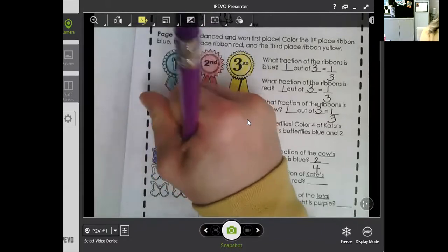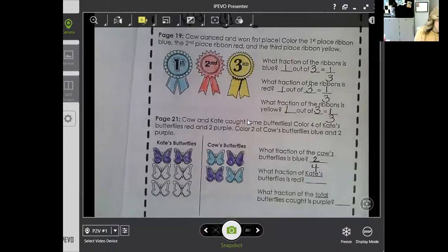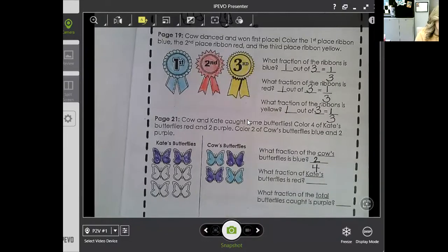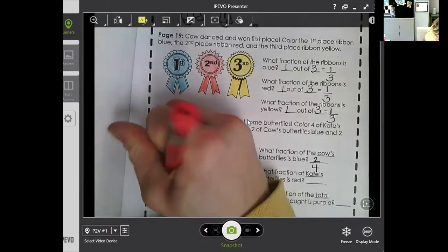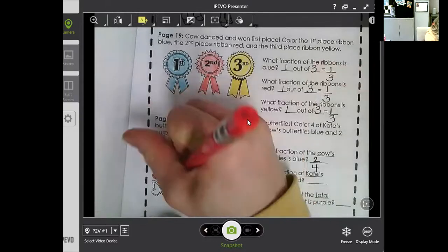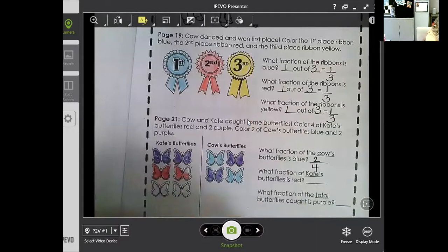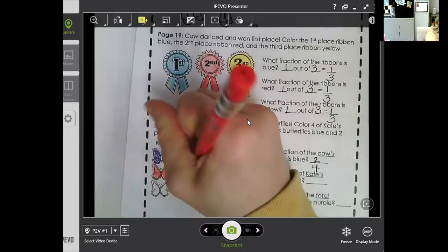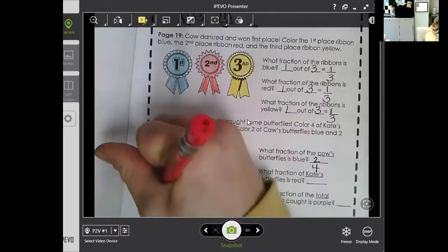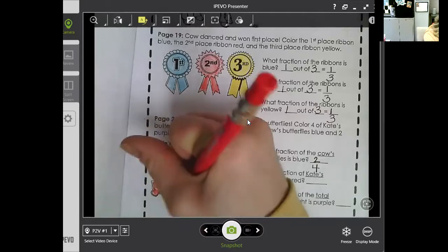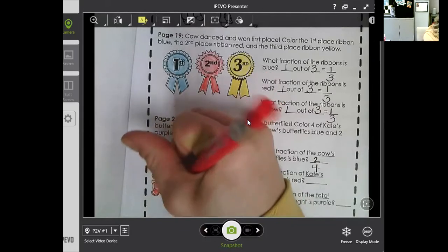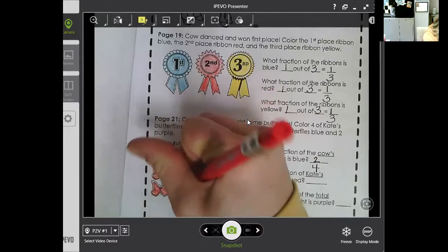I know the rest of Kate's butterflies are red. So if 2 of them are purple and the rest are red, how many butterflies will be red in Kate's net? 1, 2, 3, 4. We'll color those 4 red. Okay.